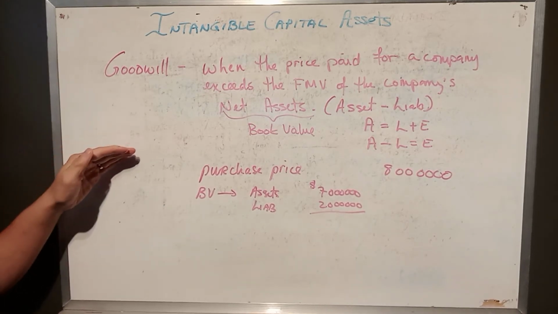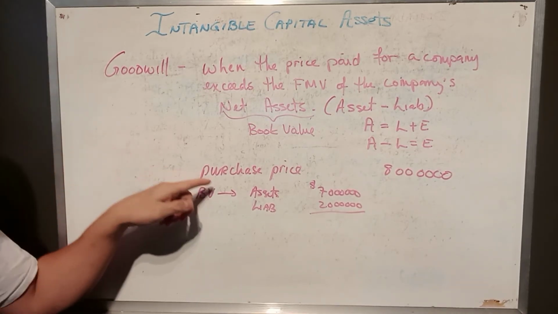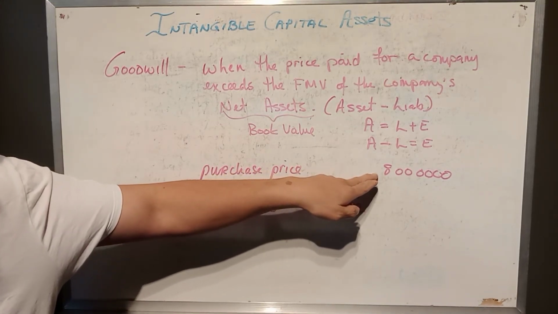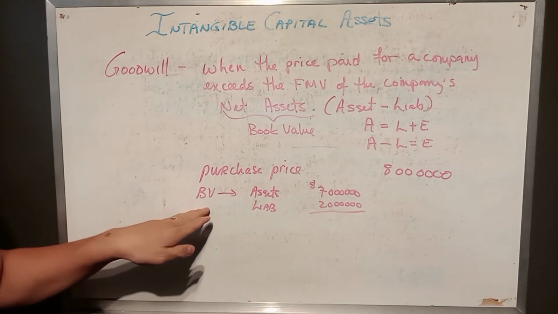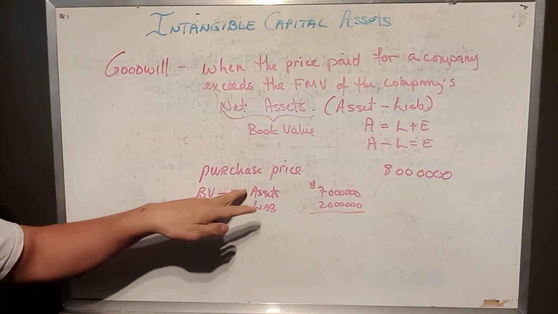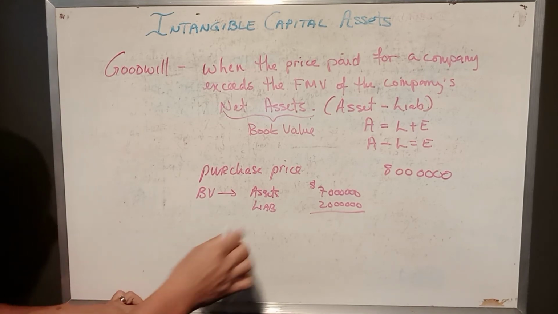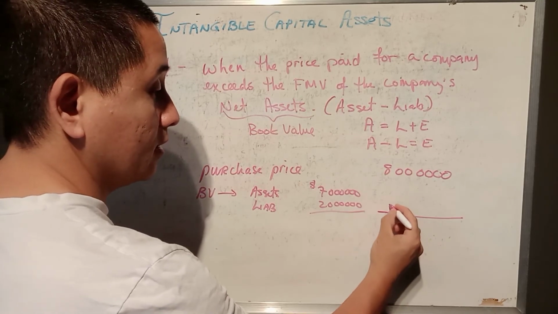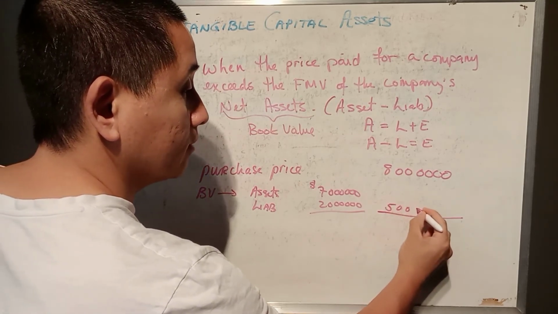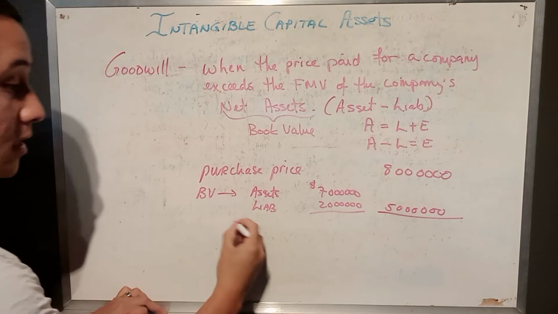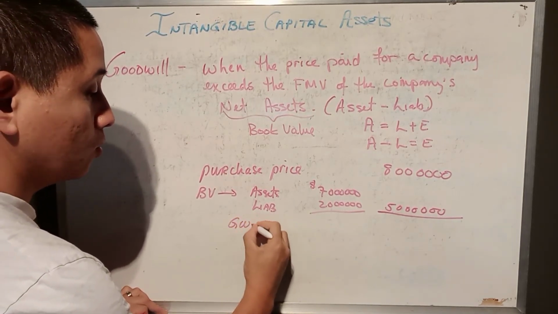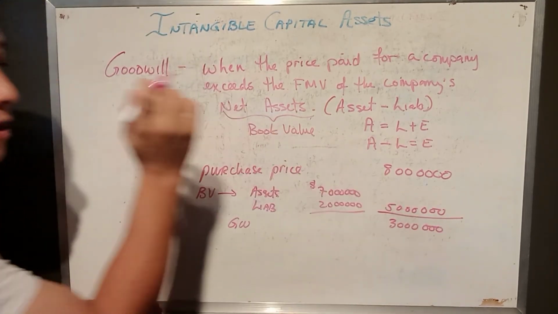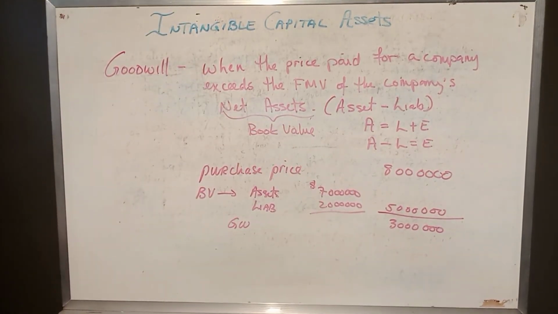Let's say, for example, that we have a company. The purchase price of the company that we're going to pay is $8 million. The book value, meaning the equity of the company, is assets minus liabilities. If assets are 7 million and liabilities are 2 million, therefore the book value, or the equity in this case, would be 5 million. So basically the goodwill in this case is $3 million that we're paying over and above the book value.